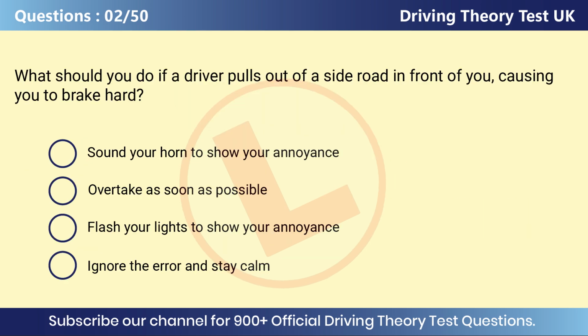Question 2. What should you do if a driver pulls out of a side road in front of you, causing you to brake hard? A. Sound your horn to show your annoyance. B. Overtake as soon as possible. C. Flash your lights to show your annoyance. D. Ignore the error and stay calm.